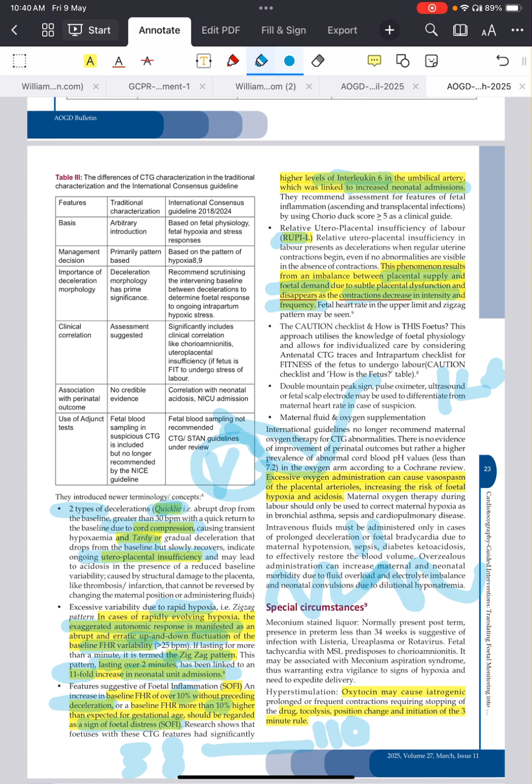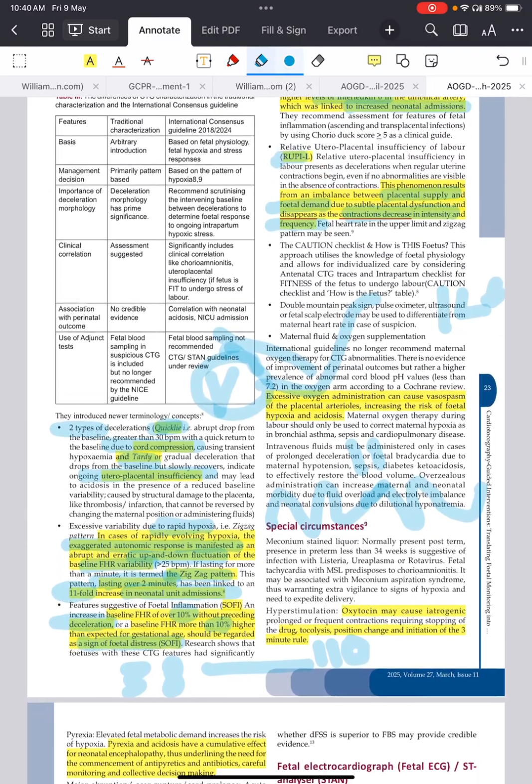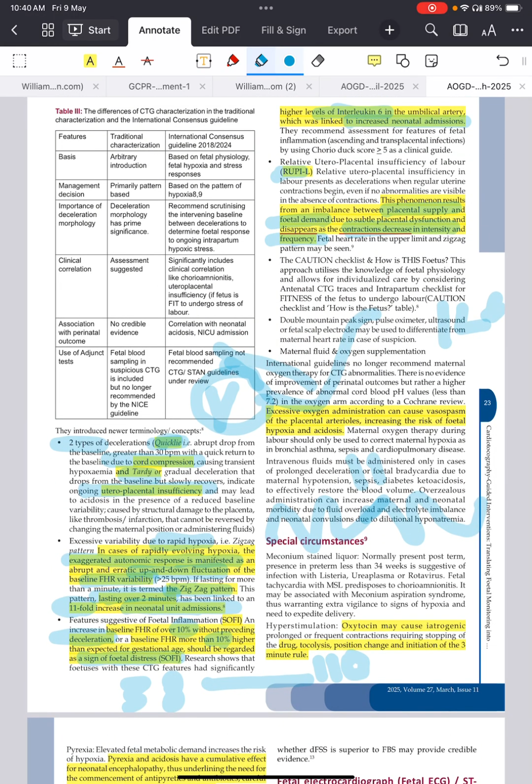So excessive oxygen administration also causes vasospasm of the placental arterioles and increases the risk of fetal hypoxia and acidosis. Okay, you understood? So these are different terms being used nowadays. Quickly, which is cord compression, and tardy, which is of uteroplacental insufficiency. Zigzag pattern indicates that there is fetal distress.